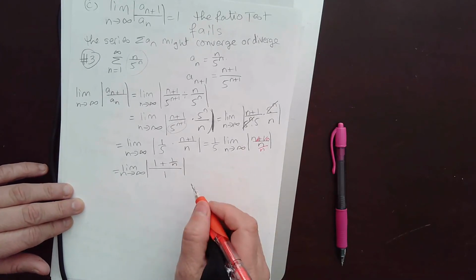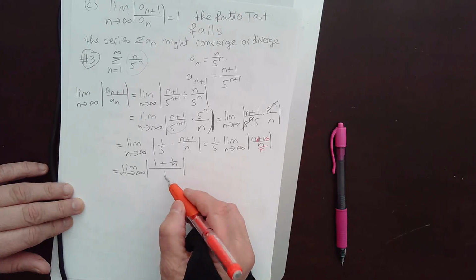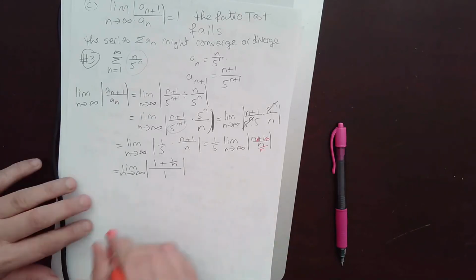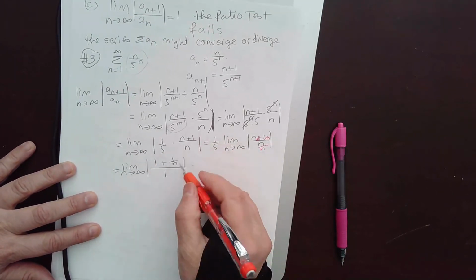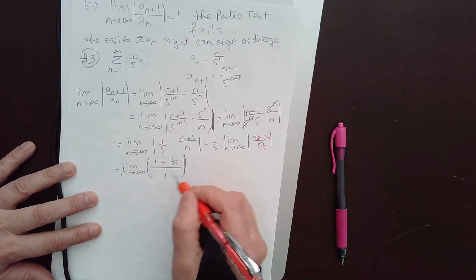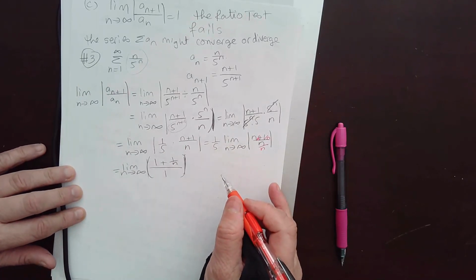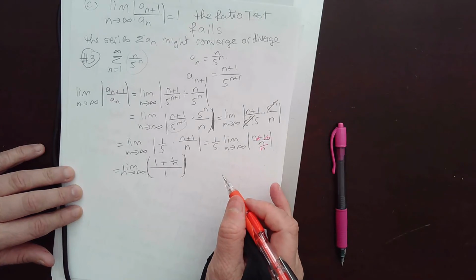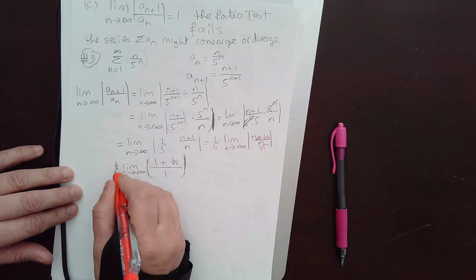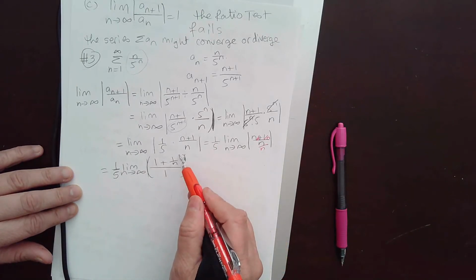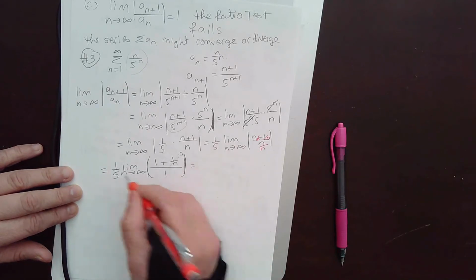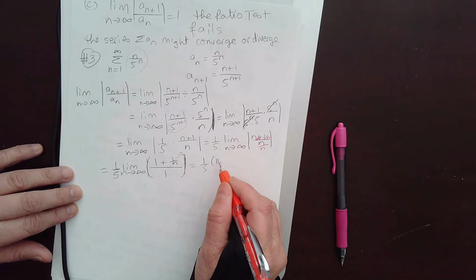I don't need the absolute value anymore, right? Because this is positive, 1 over n is positive, and approaches infinity, so you can just use parentheses here. So what does that give us here? Oops, I forgot the 1/5. As n approaches infinity, this approaches 0. And what do you have left? You have 1/5 times 1, which is 1/5.